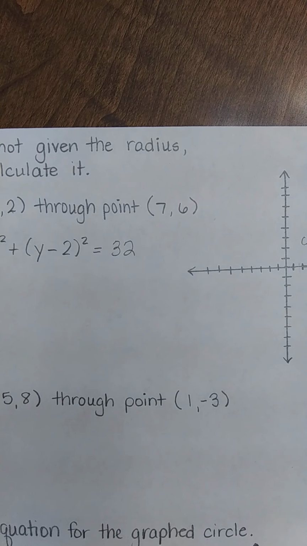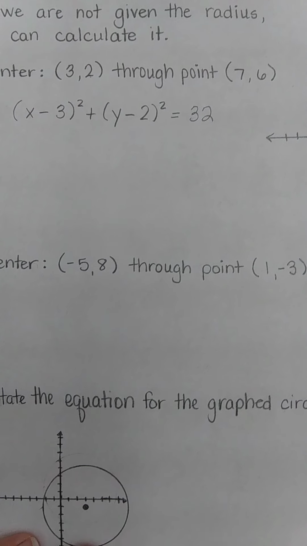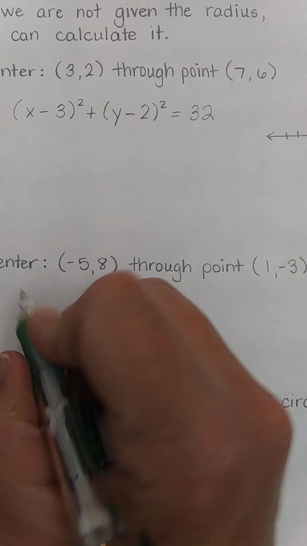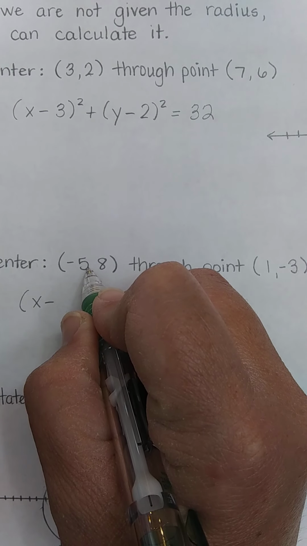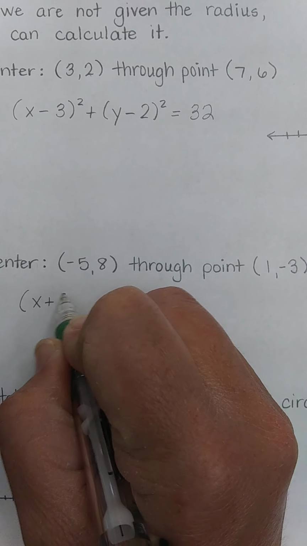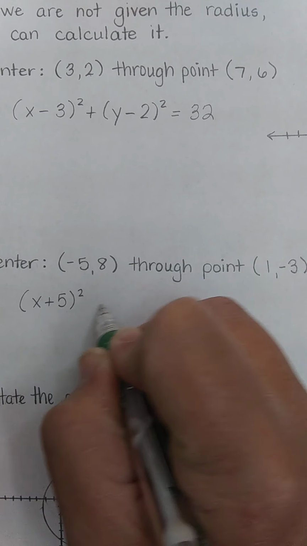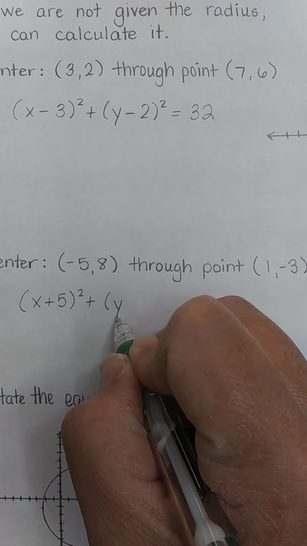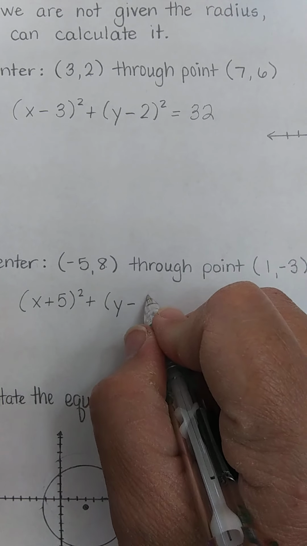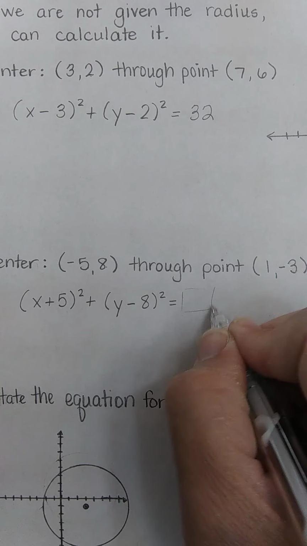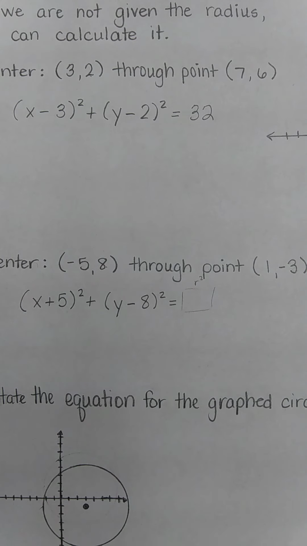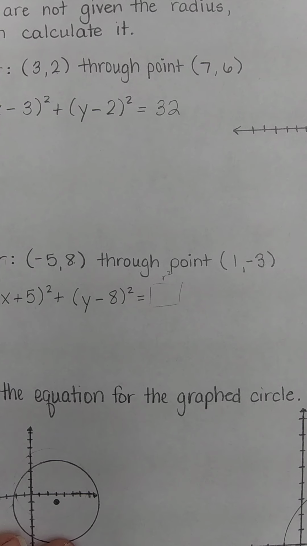Okay, let's do that again without the picture, because I think that gets a little bit trickier. So we have x minus, and then we would plug in a negative 5 since this is the center. So (x − (−5))² + (y − 8)² equals, and I know right here I want to put whatever r² is. So we need to calculate what r² is.